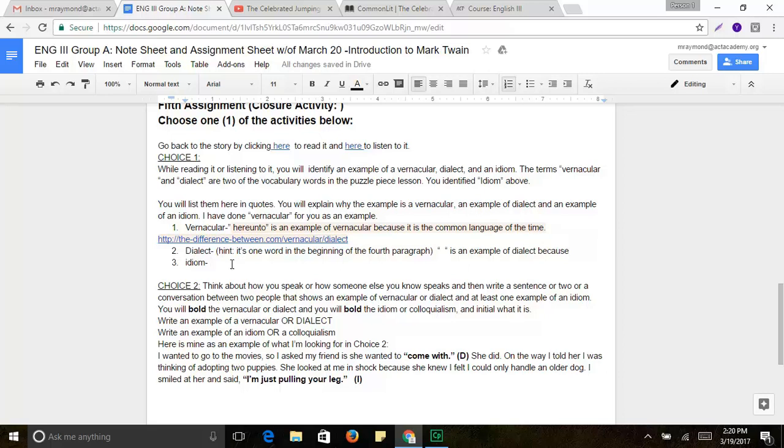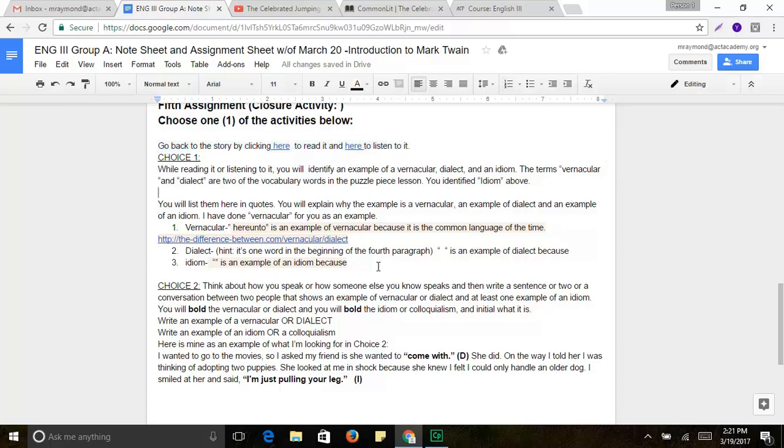Then you're going to go to the story. While you're reading, you're going to find an example of an idiom in a story. You're going to put the word or phrase in quotes. Okay? And then you're going to say, is an example of an idiom because, and you're going to write why. Okay. So whether you choose choice one or choice two, you need to read or listen to the story.